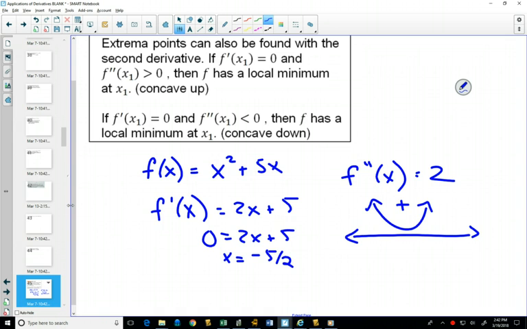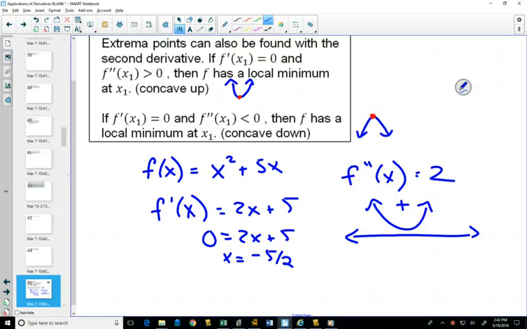If the first derivative is 0, and at that point it's concave up, the only possibility is that it's a minimum. And so that's what the second derivative test says. If your first derivative is 0 and it's concave up, the only way that can happen is if it is a minimum. And similarly, if it's concave down and the first derivative is equal to 0, the only way that's possible is if it's a maximum.